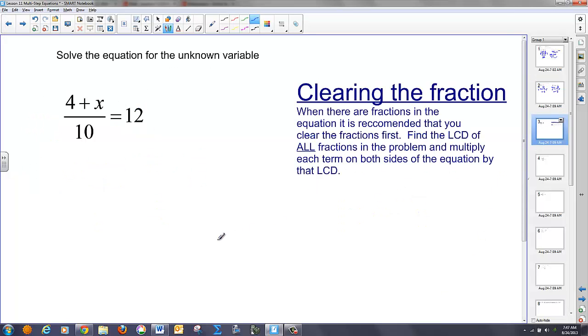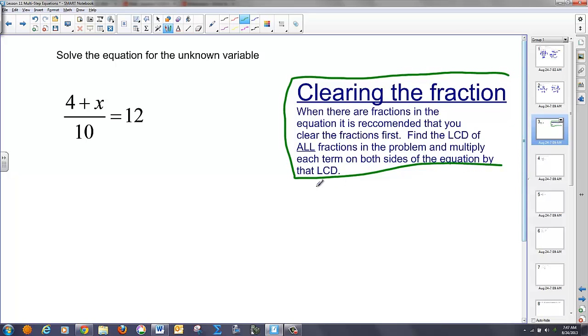Now, when we deal with fractions, what I like to do is actually get rid of the fractions because most people aren't comfortable using those. So I use a process called clearing the fractions. And clearing the fractions involves the following. When there's a fraction, what you want to try to do is find the lowest common denominator of all the fractions in the problem. And then multiply each term on both sides of the equation by that LCD. So I take a look, and in this side of the problem, I have a denominator of 10.